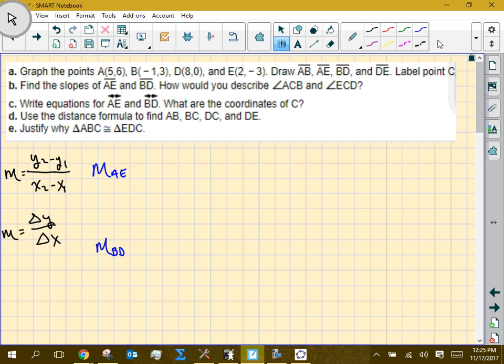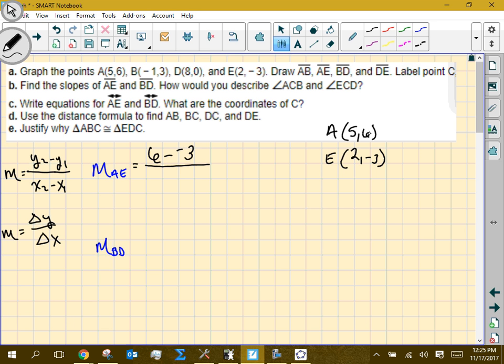So find the slope of AE. I think the best thing to do would be to use points A and E. A is located at (5, 6), and E is located at (2, -3). So I'm going to go up top, y2 minus y1, so 6 minus -3, and on the bottom, x2 minus x1, so 5 minus 2.